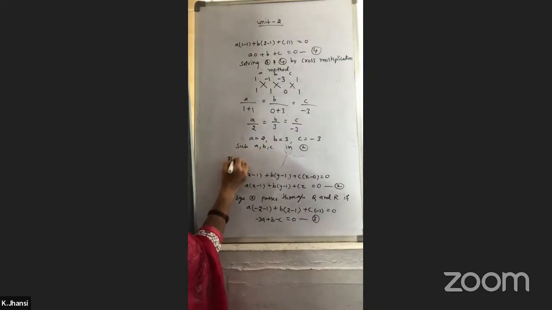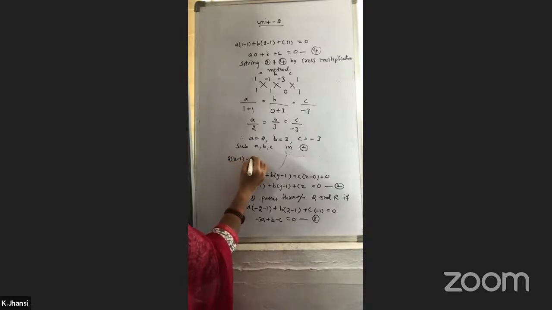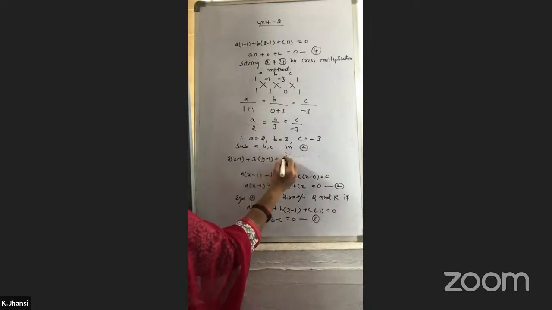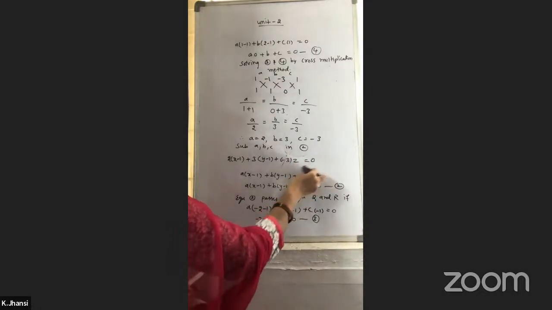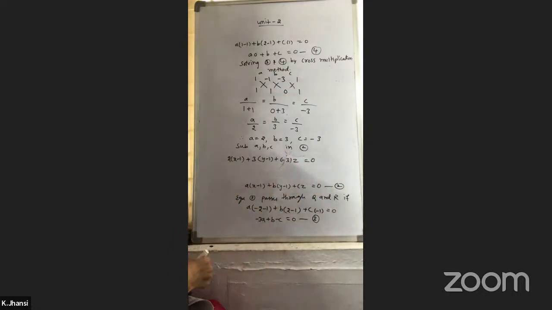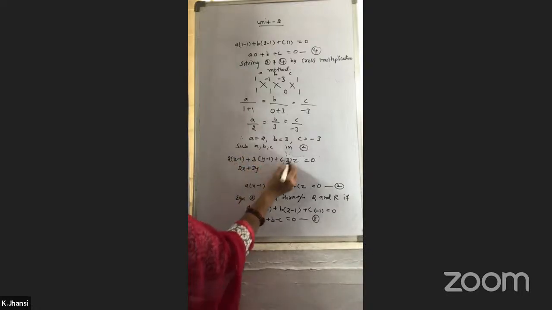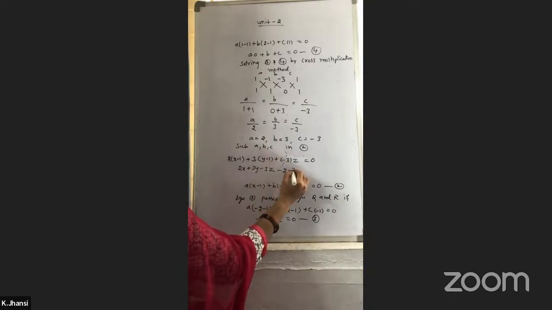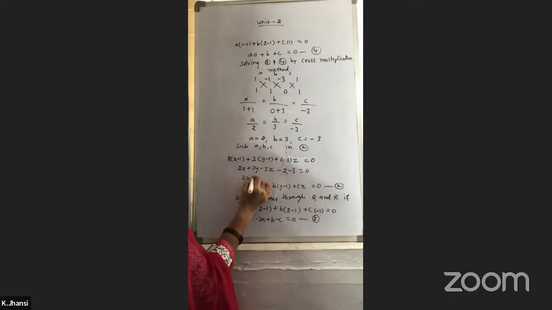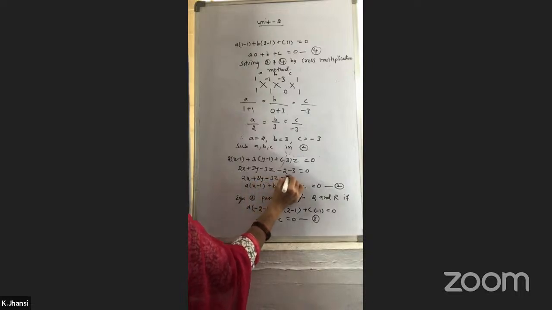What is A? A is 2. So 2 into x minus 1, plus the B value is 3, 3 into y minus 1, plus the C value is -3, into z, equals 0. If you simplify this, it is 2x plus 3y minus 3z, and here it is -2 and -3 equals 0. That is 2x plus 3y minus 3z minus 5 equals 0.